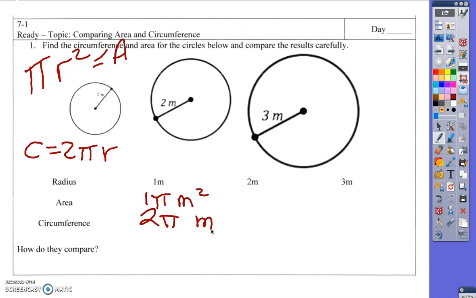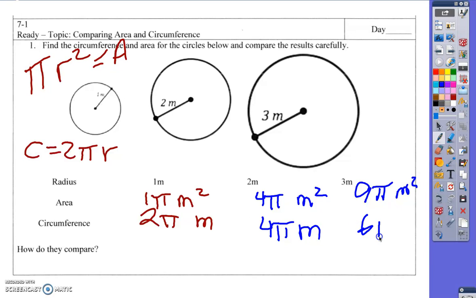Go ahead and do the other two, and then we'll answer the last question together. Make sure you pause. So I hope you paused your video. I'm sorry that I was so abrupt right there, but pausing your video. This one is going to be 4 pi meters squared, and the circumference is the same. Again, the reason units are so important, this is going to be 9 pi meters squared, and this will be 6 pi meters. And so how do they compare?